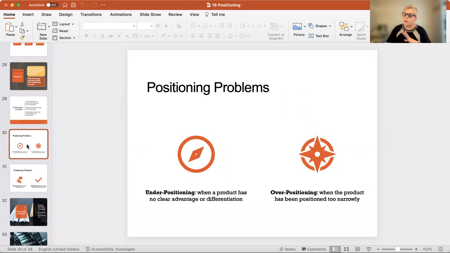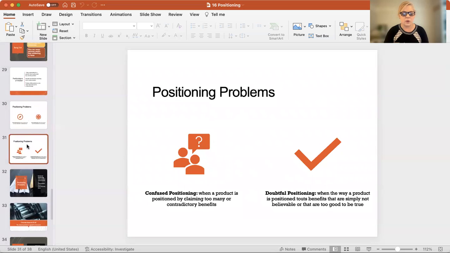Under positioning, this is when we don't have a clear advantage for our product or our differentiation. Over positioning, when the product has been so narrow, so few people can buy it. And I tend to have students really go with one or the other in their projects, and I see that fairly frequently. All right, confused positioning. It's again Gucci at Walmart. It's too many contradictory benefits, or it doesn't make sense for the brand or the service itself.